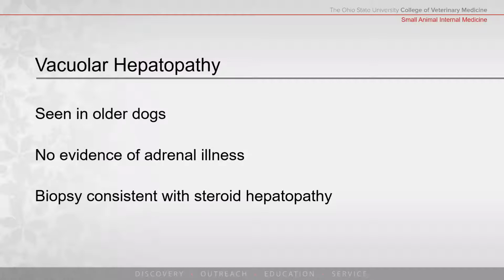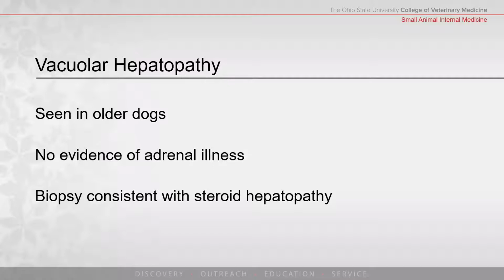And when you biopsy them, they come back consistent with steroid hepatopathy, which is basically vacuolar hepatopathy. But their adrenal glands look normal, and if you do adrenal testing, it's normal. So it's a very poorly defined syndrome, but we're calling this vacuolar hepatopathy. I actually have a whole lecture I call Chasing the Alkaline Phosphatase about this, because we just don't know what causes it, but it doesn't actually require any treatment.